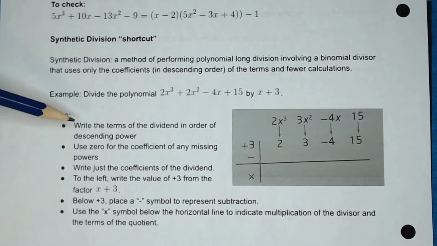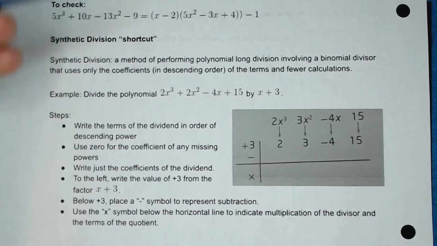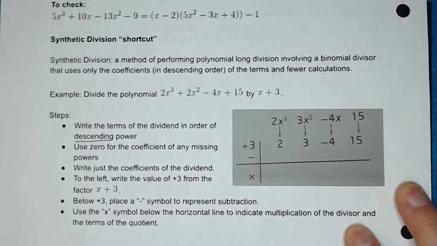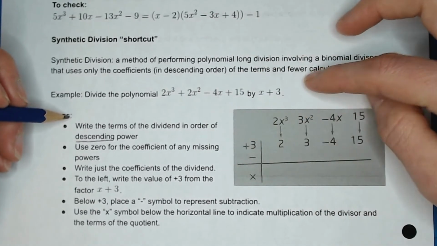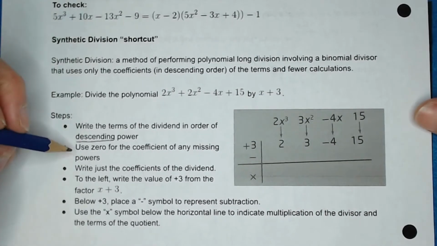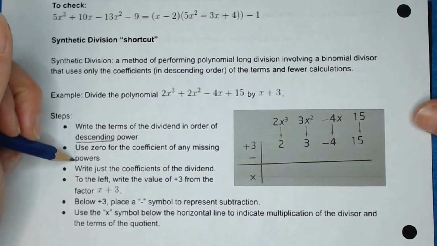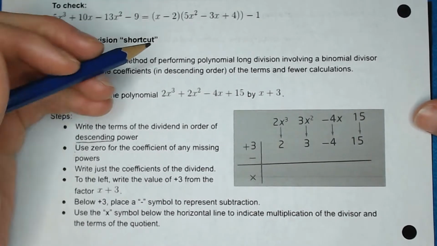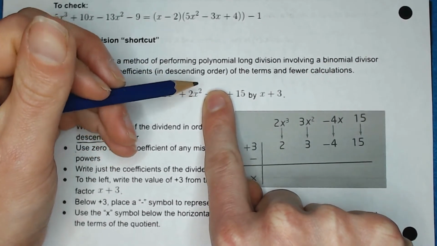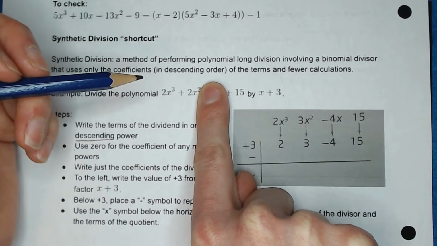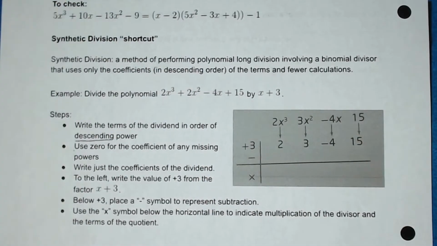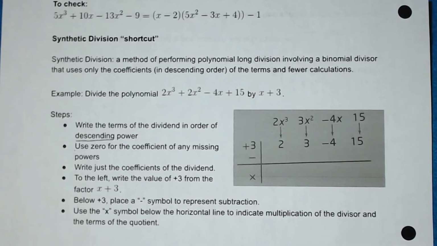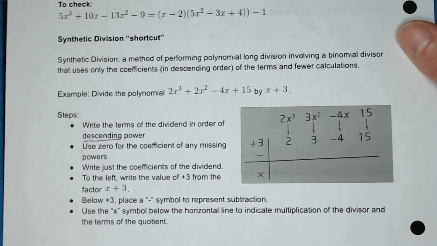So here's the steps. Write the terms of the dividend in order of descending power. I'll just underline descending for you again so that it draws your attention to it. So make sure we're going from biggest down to smallest, which we already are in this circumstance. Use 0 for the coefficient of any missing powers. So for example, if we didn't have the 4x there, if it was just 2x squared plus 15, we would insert a 0x here just to reflect that there is that place held. And you'll see why in your practice examples later that is very important.